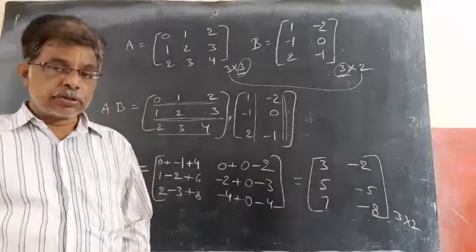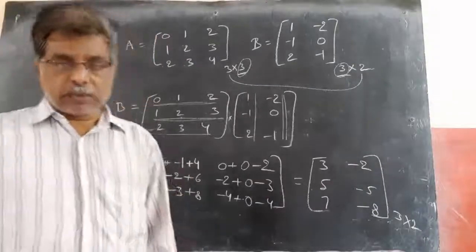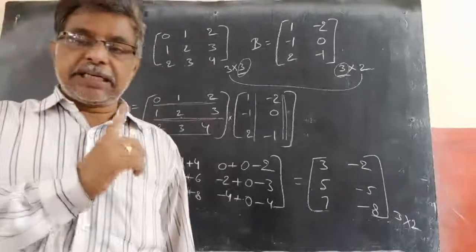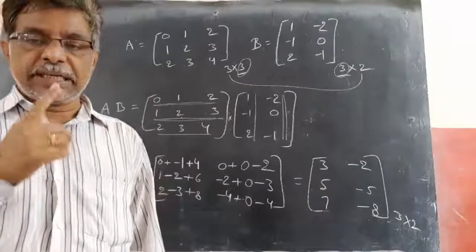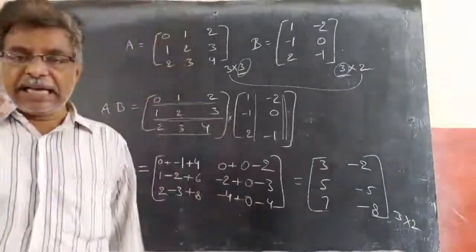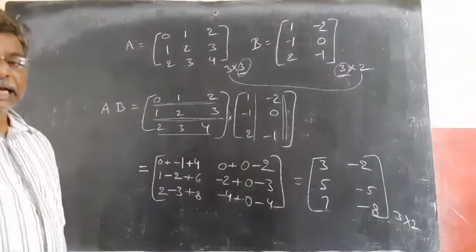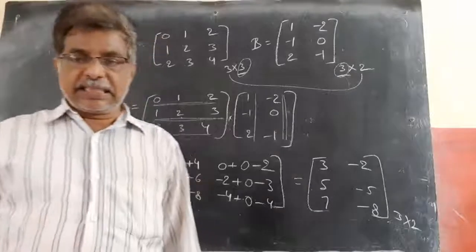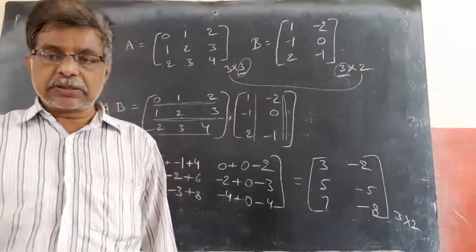Now we will discuss some properties of the matrices. We already discussed properties of matrices in addition. Now we will discuss properties of matrices in multiplication. First property, as usual, closure property. If A and B are two matrices, then A into B must be a matrix. So it is called the closure property.